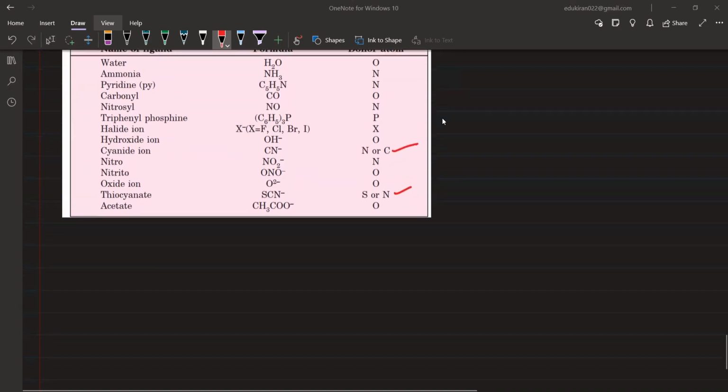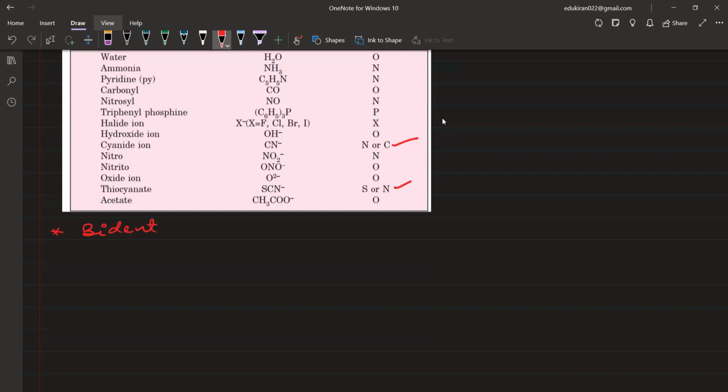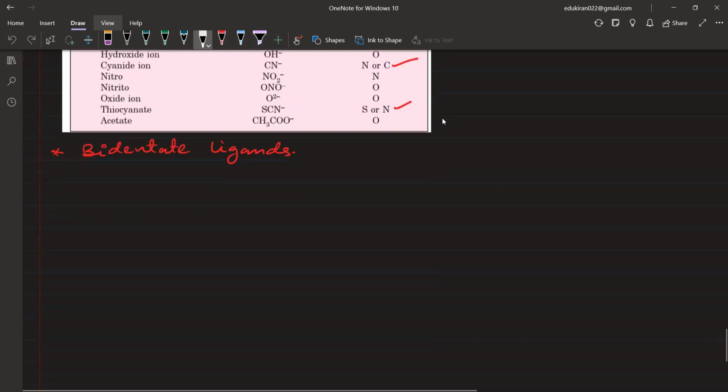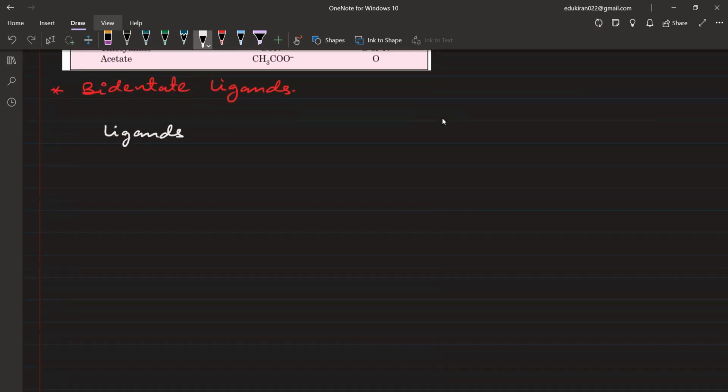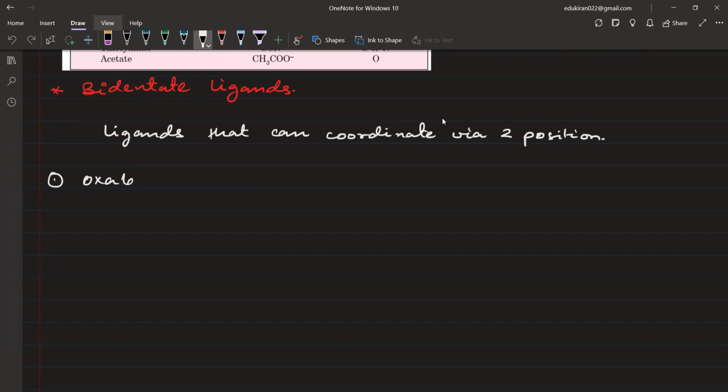Right, next, bidentate ligands. Ligands that can coordinate via two positions. It can coordinate via two positions. Here a very important one is oxalate, okay. Oxalate ion has CH2 COO negative, CH2 COO negative, and it will coordinate from here and from here also. Oxalate ion is written as OX; its name itself is the formula, OX.